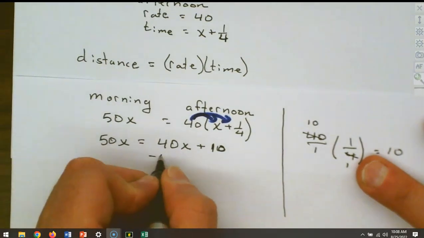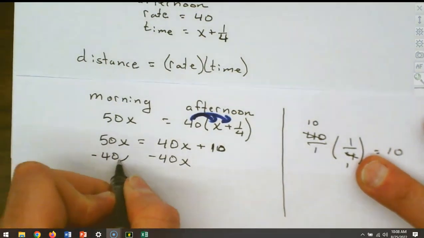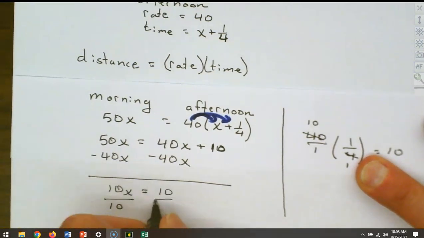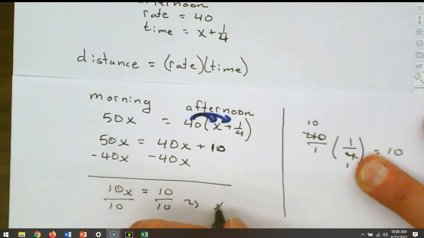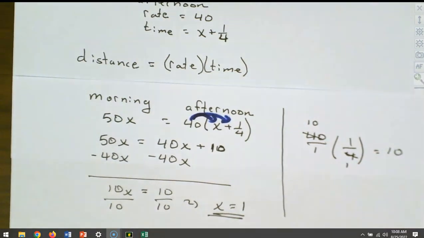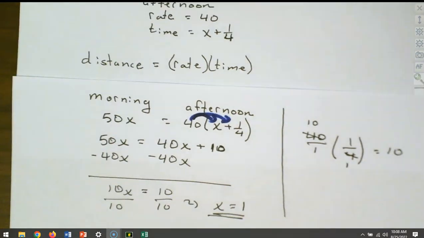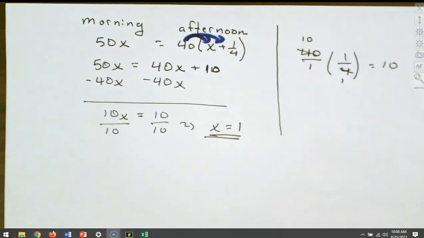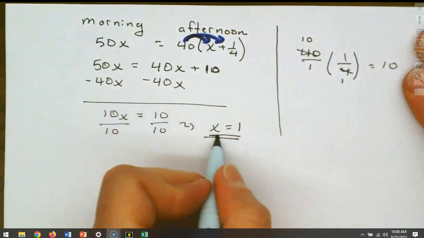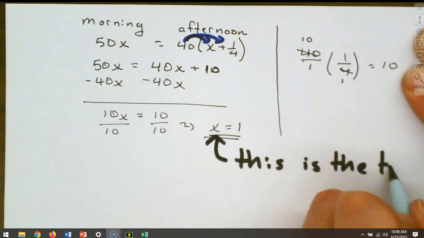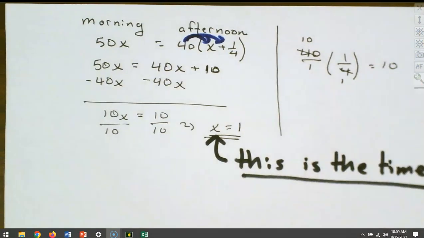So now I'm going to move that 40x over. And that gives you 10x equals 10. We'll divide by our 10. And now we've got x equaling 1. However, x equaling 1 is not going to be our answer. What is this? Let's make sure we label it from here. What is x? X represents the time.